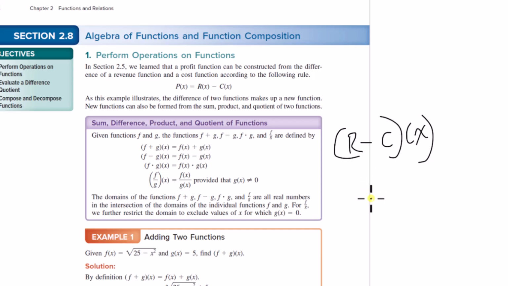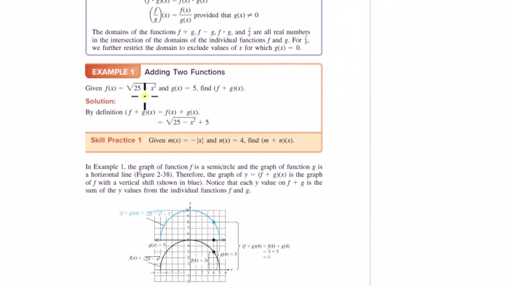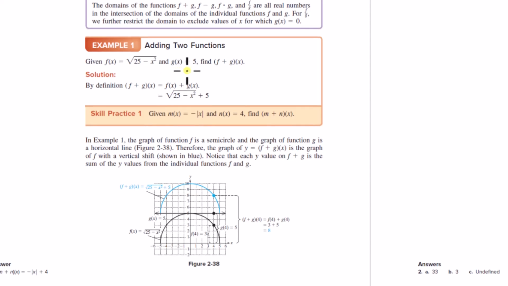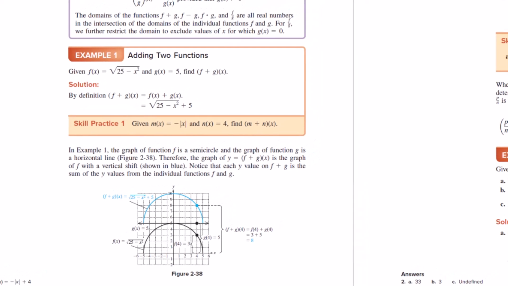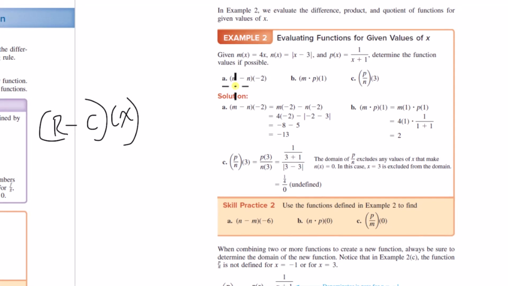That's the idea. There are no domain issues with adding, subtracting, or multiplying, but there is with dividing. You can't divide by 0. Okay, so adding two functions. f of x is equal to the square root of 25 minus x squared, g of x is equal to 5. f plus g of x is the square root of 25 minus x squared plus 5. That's it.